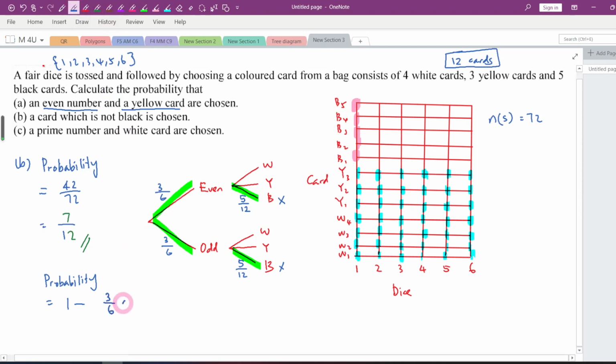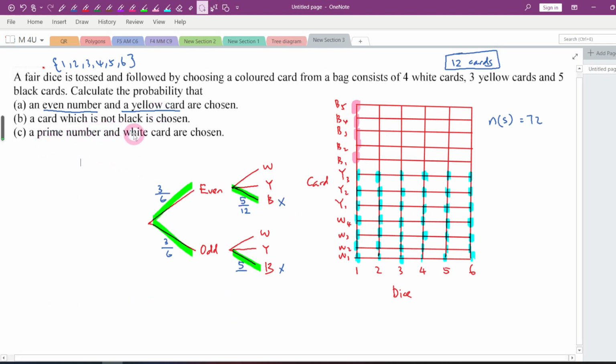1 minus 3 over 6 times 5 over 12, minus 3 over 6 times 5 over 12. Okay, so just press your calculator. You will still get the same answer, 7 over 12. Okay, let's proceed to the last part.